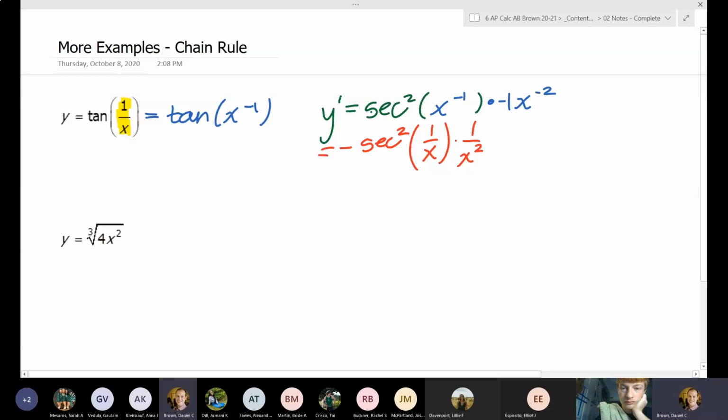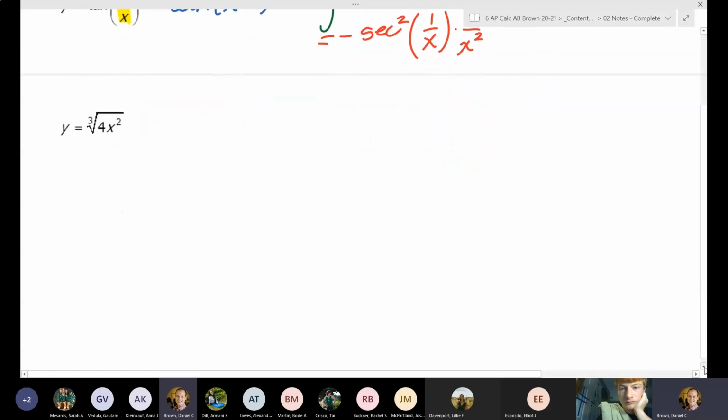So again, the idea behind the chain rule is we're taking the derivative of the outside, leaving the inside the same, and then multiplying it by the derivative of the inside. If you end up having multiple insides, you just keep linking those together with multiplication. This second one we could do with or without the chain rule. I can show us two different ways to do it.